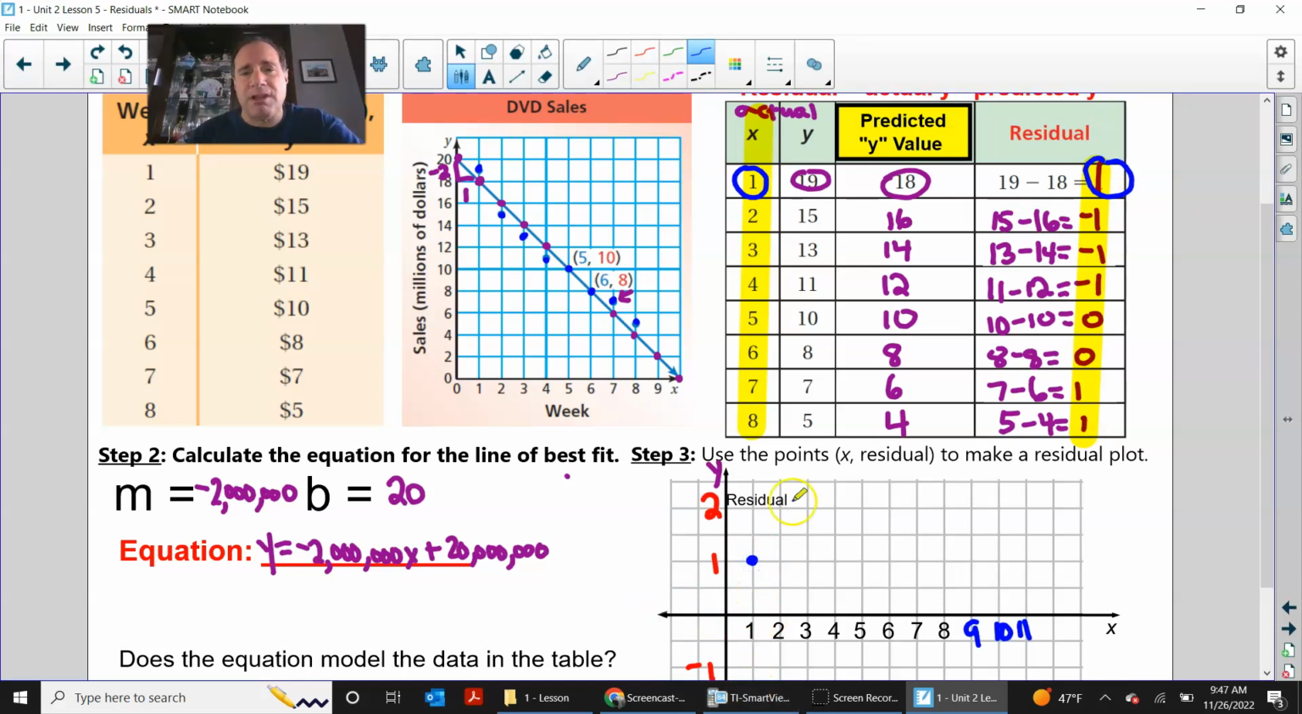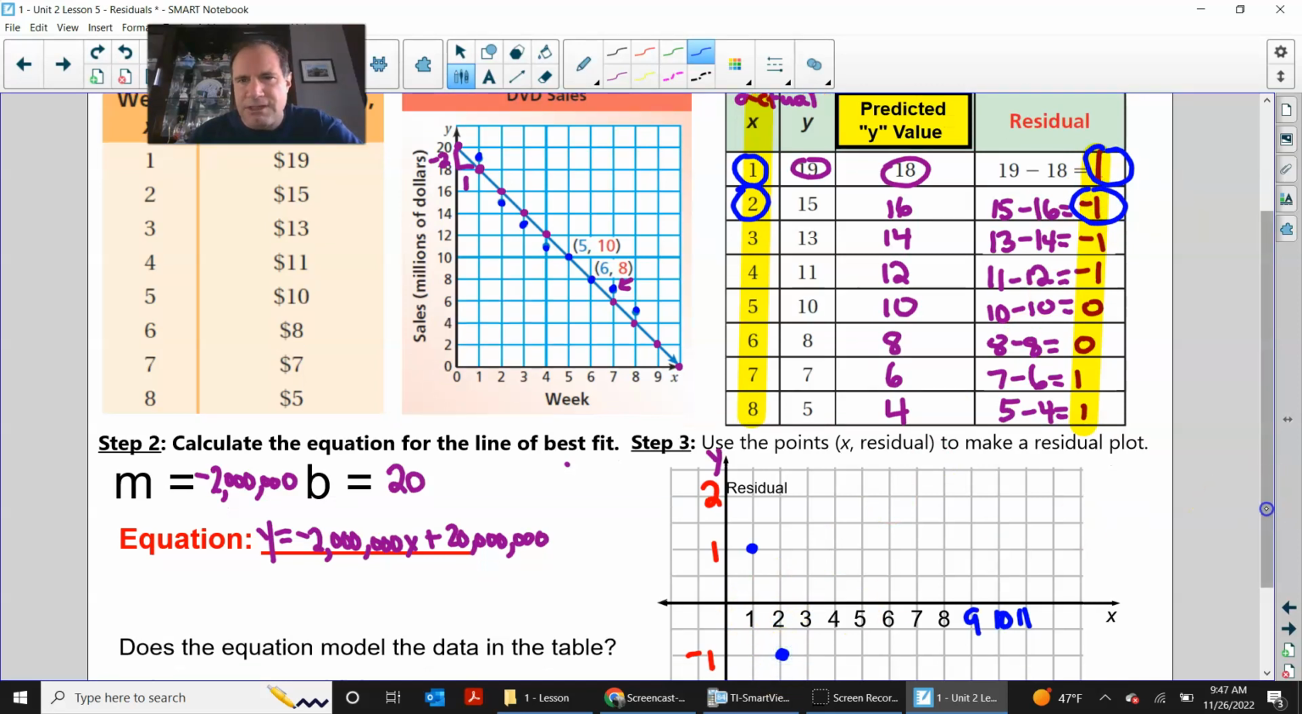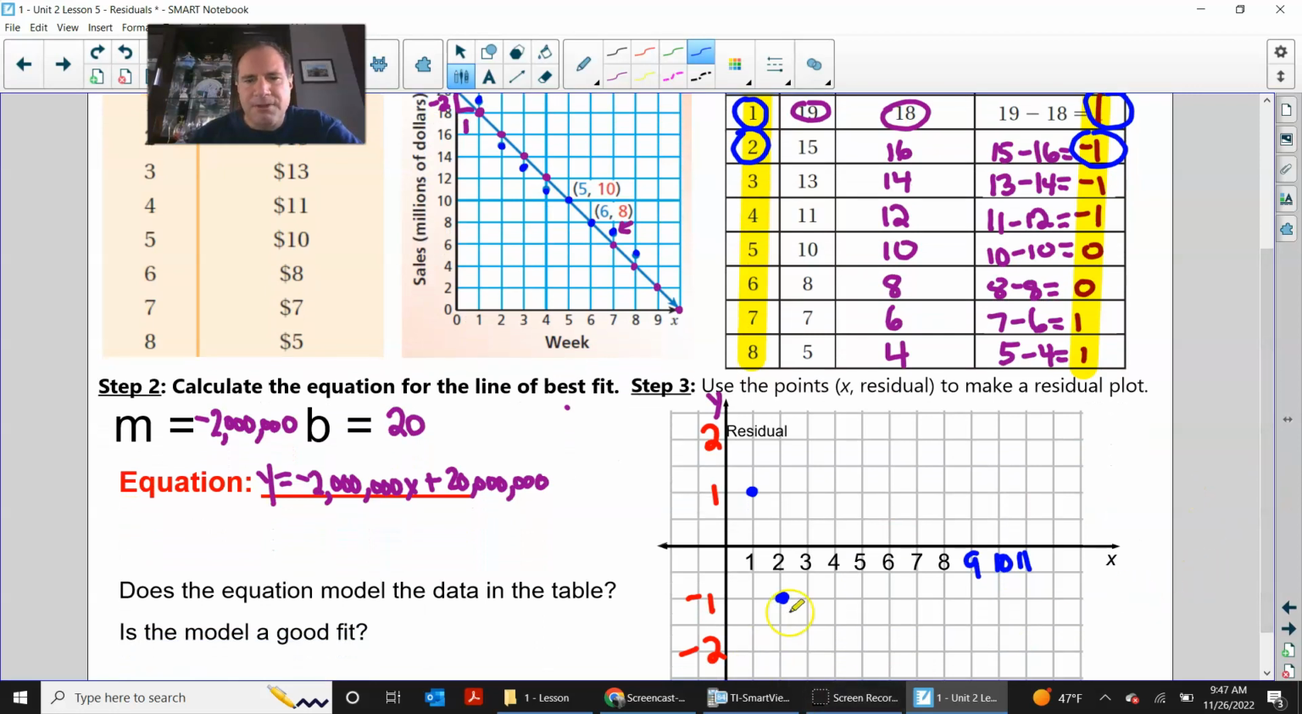This is my residual plot. Then I'm going to go to 2 on the x-axis, and the residual for 2 is -1. So I'm going to go down, just like that. Hopefully you could see that. All right? Then I'm going to go to 3, -1. So 3, -1, right here. 4, -1. And this is basically showing how far your actual data and predicted data are from each other.